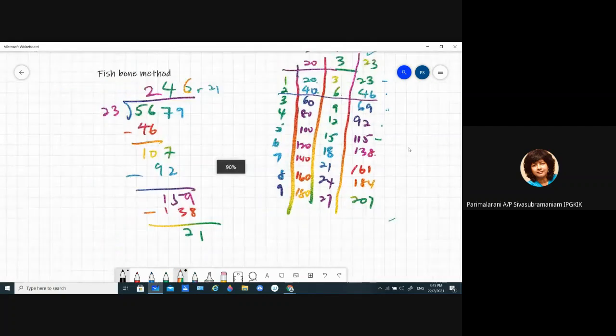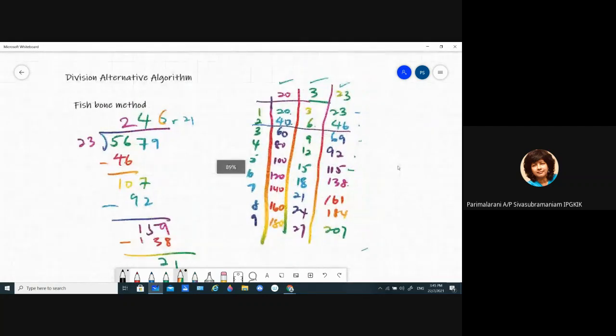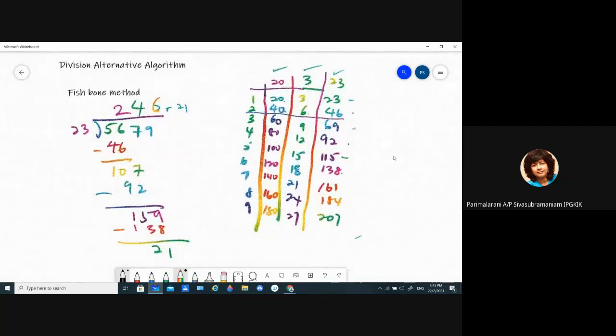Okay, so this is called the fishbone method. I think this is also in the books. I see many teachers teaching this way also. And it's actually a very good method to use to teach for double digits. So this is an alternative to the division algorithm. It is the same as long division, it's just that you have this extra table there on the side.